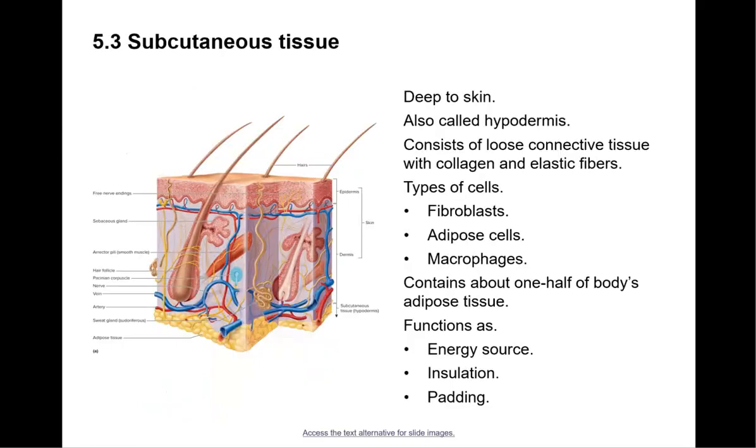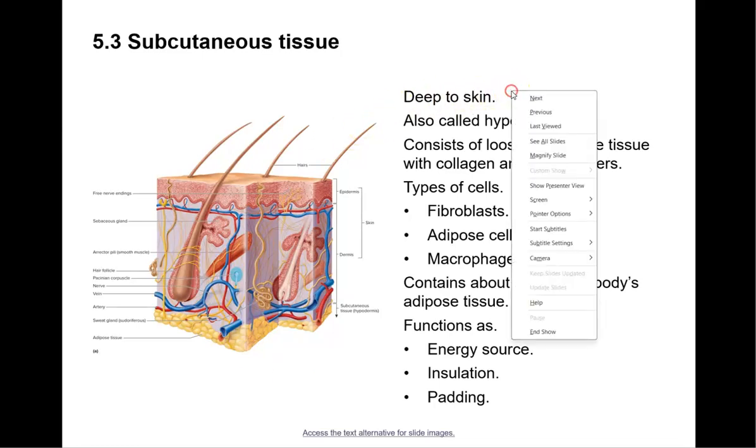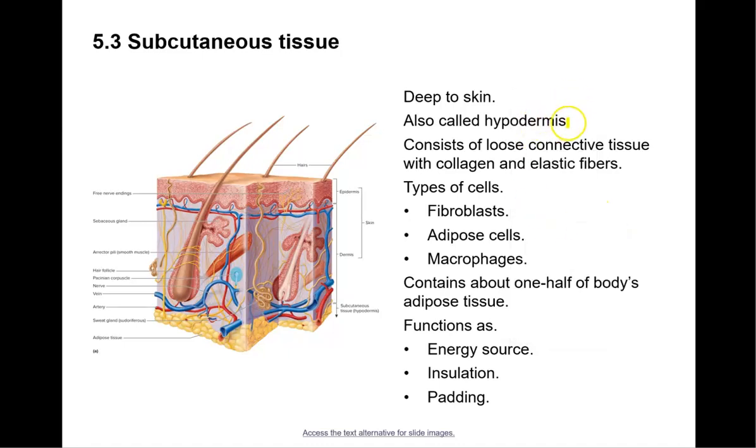Now, the subcutaneous tissue or the hypodermis is actually deep to the skin. It's not considered a part of the skin, but we still study it because it supports the skin. The tissue is loose connective areolar tissue mixed with adipose tissue. The hypodermis contains about half the body's fat stores, or half the body's adipose tissue. And the adipose tissue functions as an energy source, also insulation and padding.